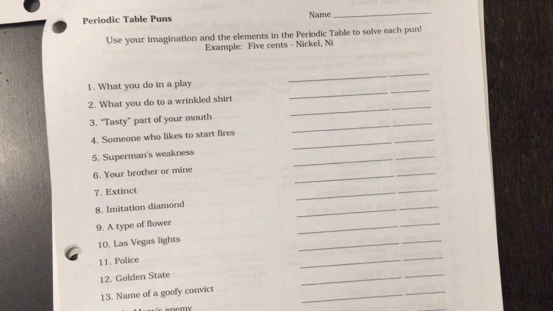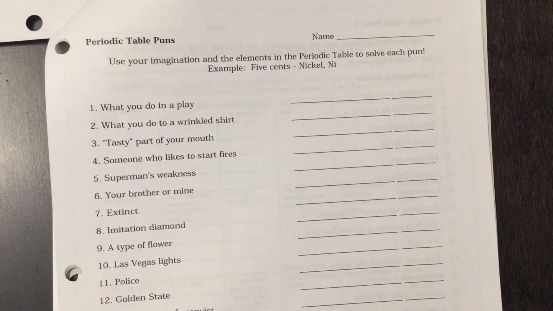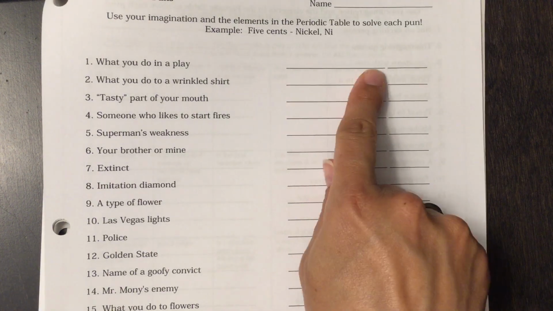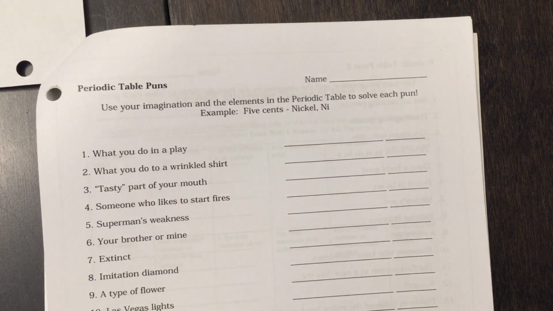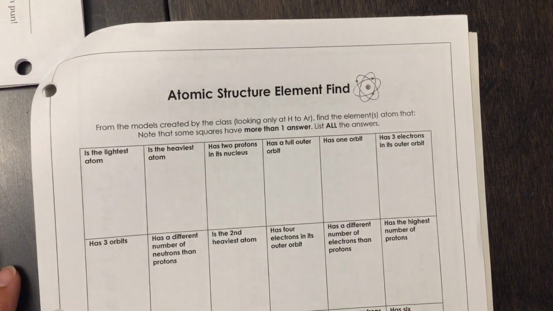This next page is called the periodic table puns, and this is just for fun. The pun is on the left-hand side, and then use the periodic table to find the element that matches it. Then you just put the name and the symbol here. So for example, it says 5 cents. Well, that's a nickel, and then you put the symbol Ni. Okay, and I can give you the answers too if you get that far.